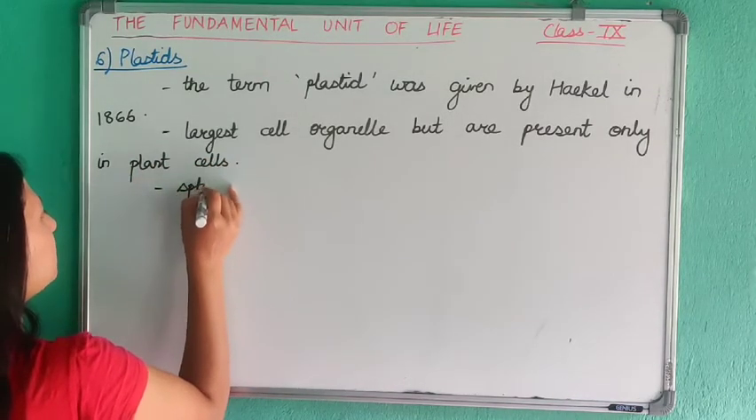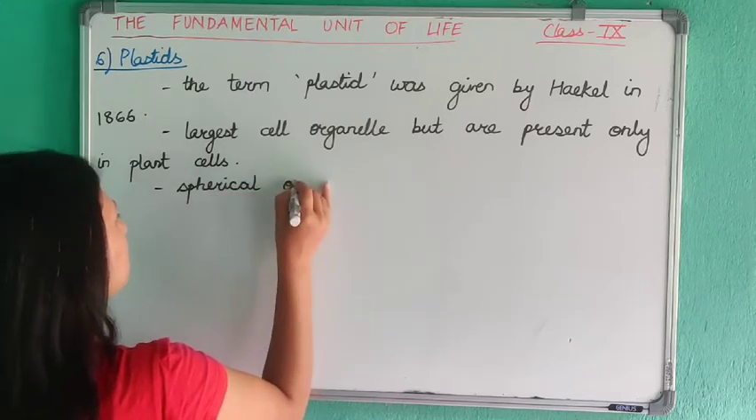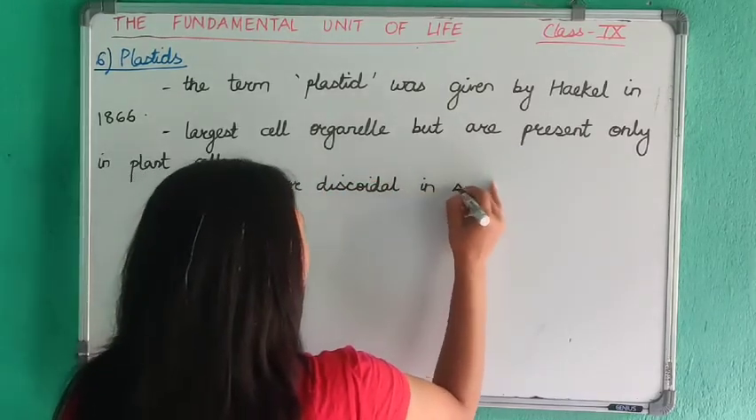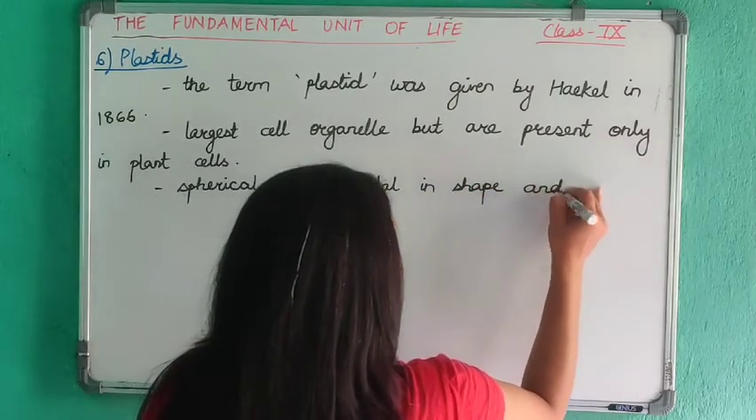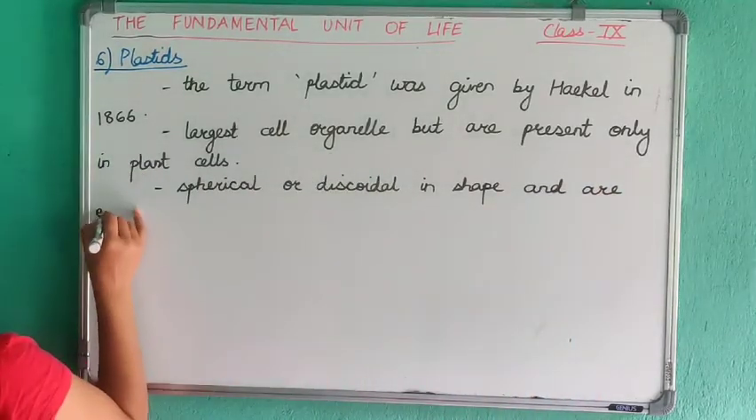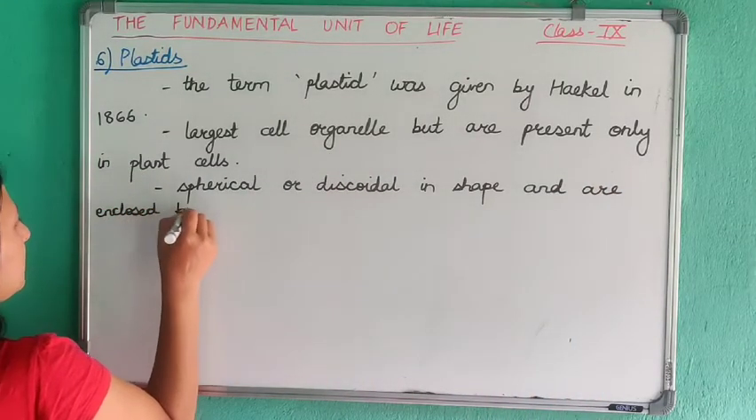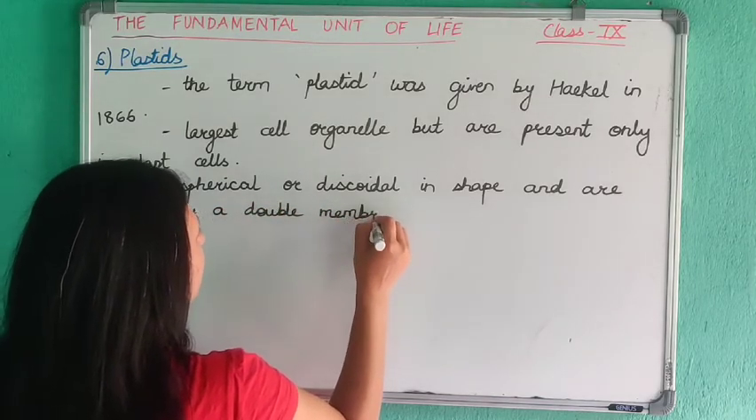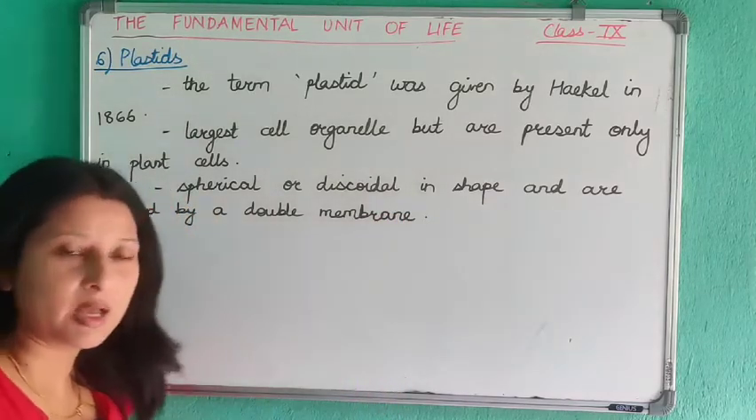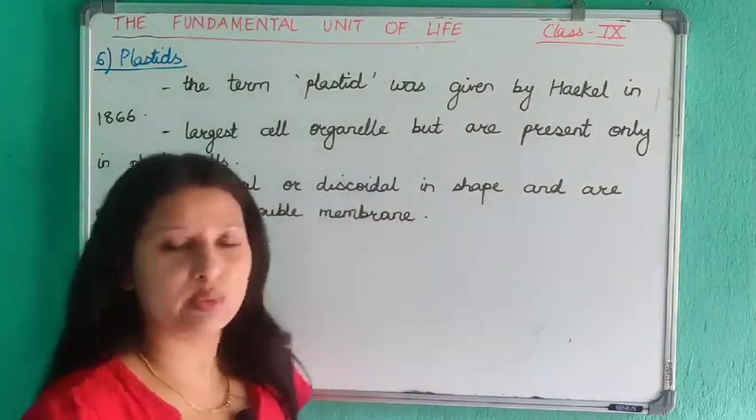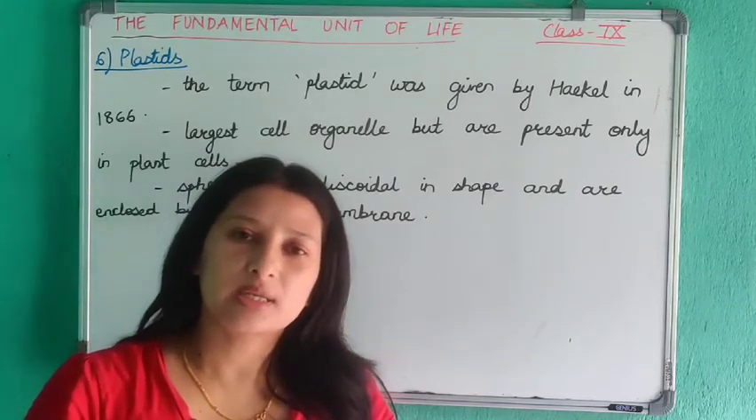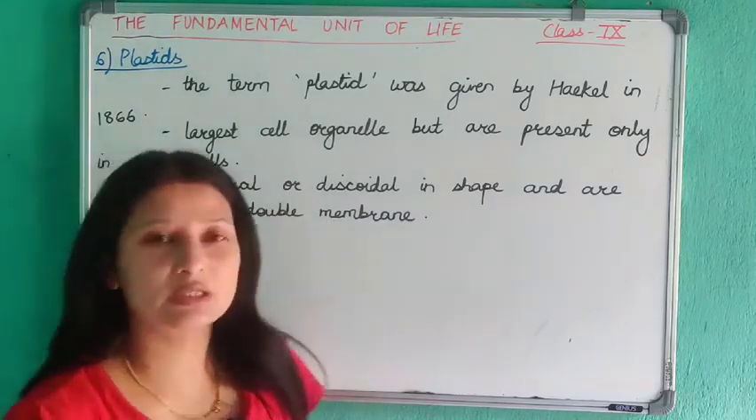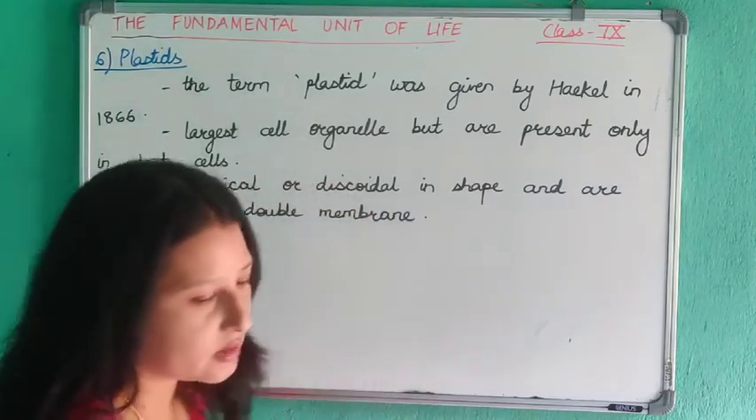These are spherical. Plastids are spherical or discoidal in shape, and are enclosed by a double membrane. Spherical bhaneko like a football, discoidal bhaneko it is disc shape and it is enclosed by double membrane. Which organelle is enclosed by a double membrane? Mitochondria is enclosed by double membrane. So plastids are also enclosed by double membrane.